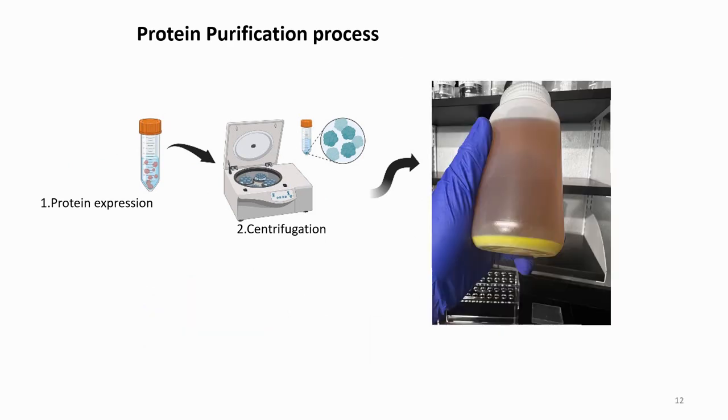Once the protein has been expressed, at the bottom of the bottle should be a collection of your cells. And why is it green? This is because we are using a GFP, so it'll emit a green color. And everything else in the picture is just supernatant. And after we centrifuge it, this is typically the result.